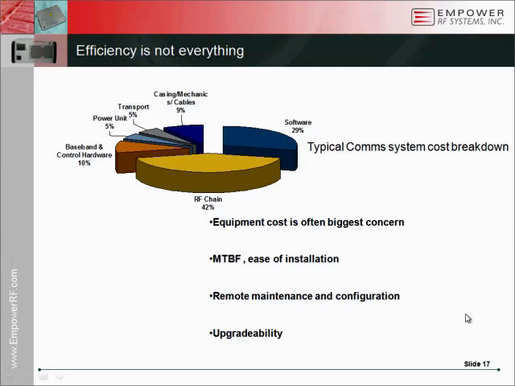So in a typical communication system, whether it's commercial or military, none of these factors change. So as mentioned, efficiency is important, but we need to keep this in mind.